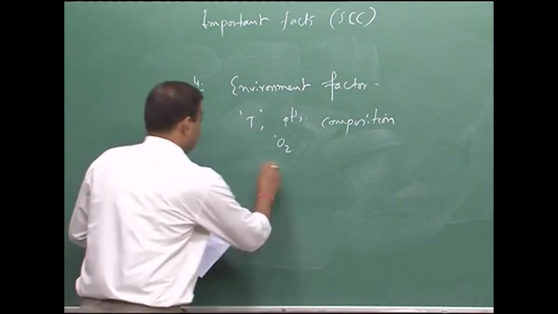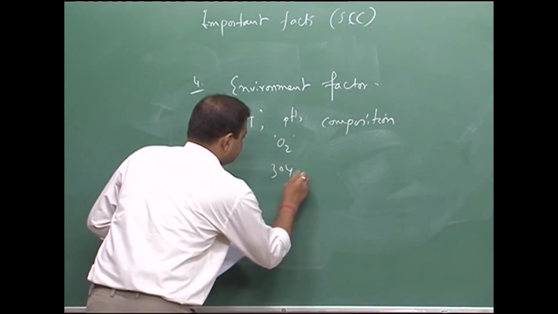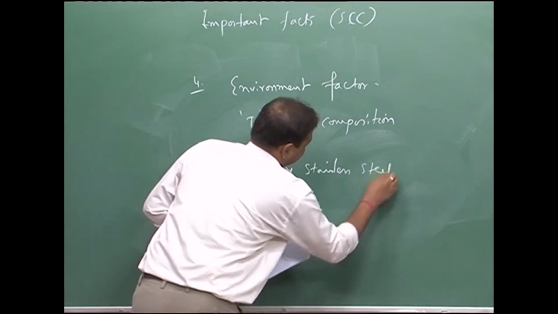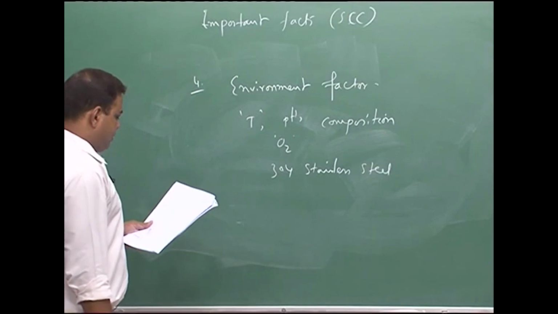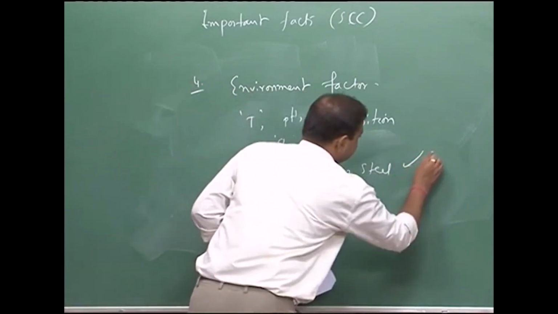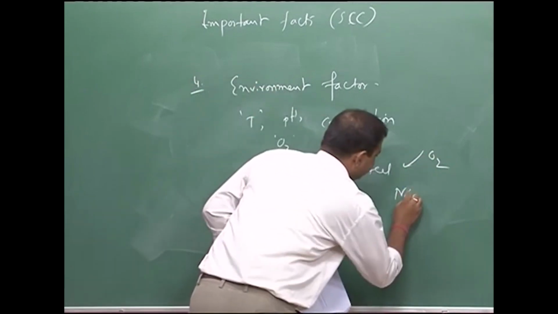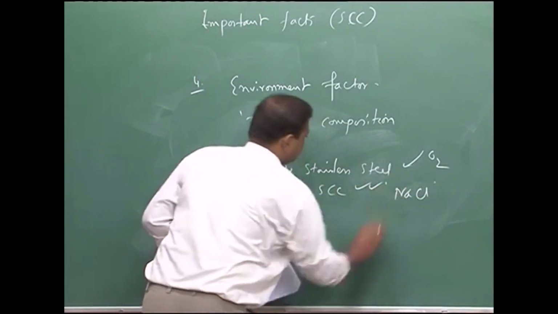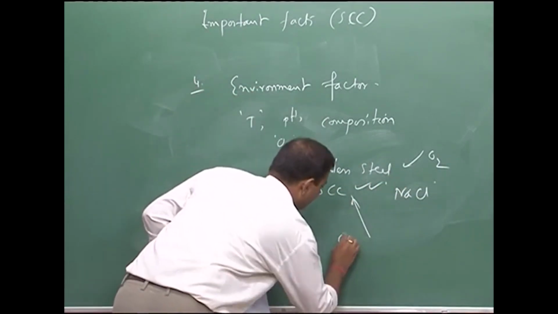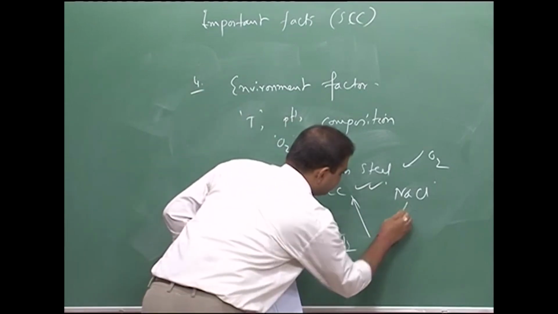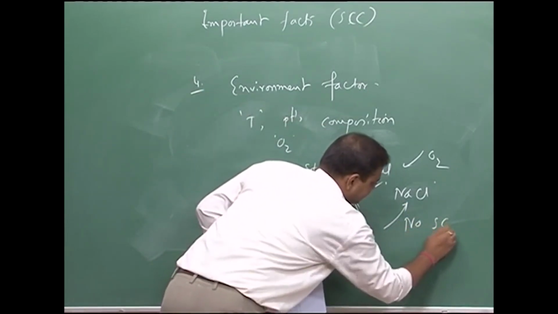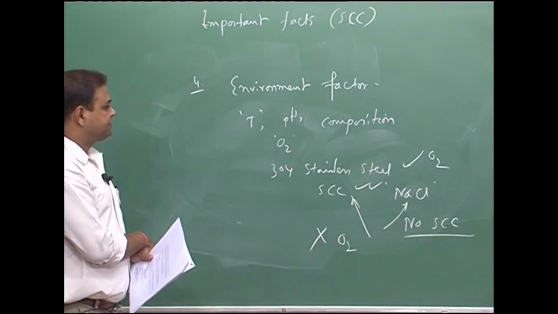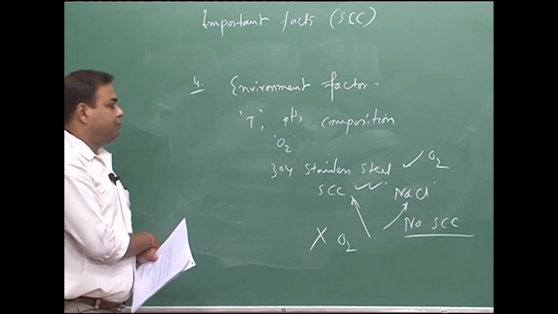Let us say 304 stainless steel. If we have oxygen, then in NaCl we experience SCC. So, there would be SCC, but if we do not have oxygen, then in NaCl solution, no SCC. So, that means the environment would also affect the SCC character of a particular material or alloy.